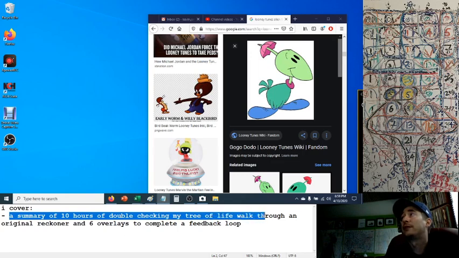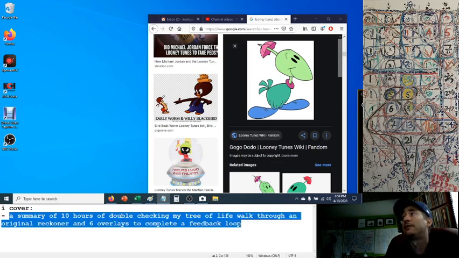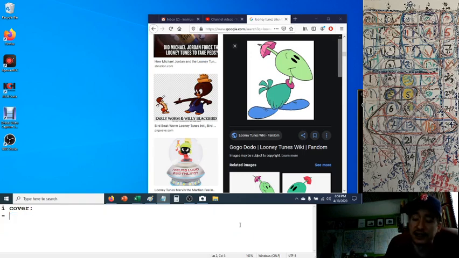My tree of life walkthrough. An original reckoner and 6 overlays to complete a feedback loop. I think I just covered that. So right now... Hey, I did it in 46 minutes. It's less long and covers more, and I'm not as bad. Even though it seems like it starts off like I'm going to be really bad, but I'm not. I'm just kind of annoyed, man. I've been finding some cool stuff.